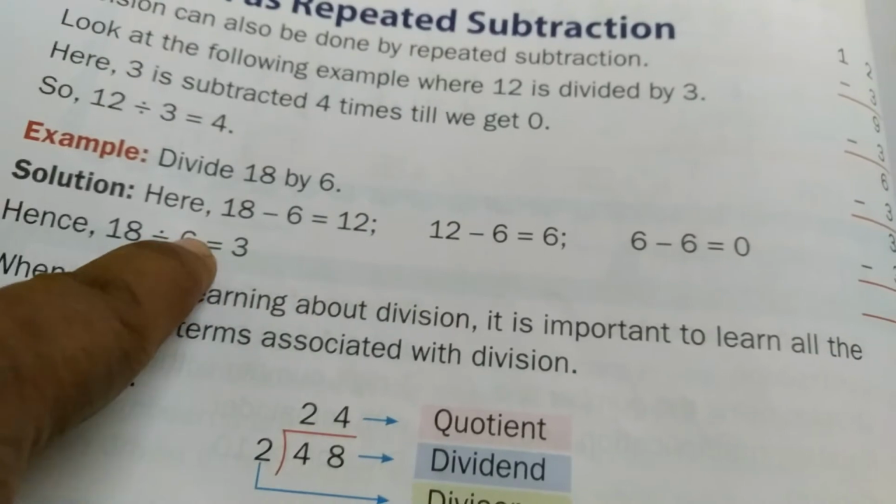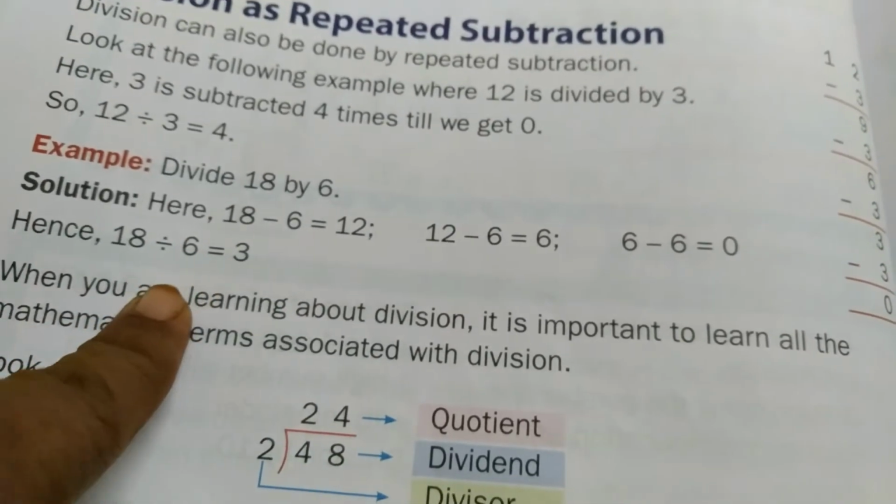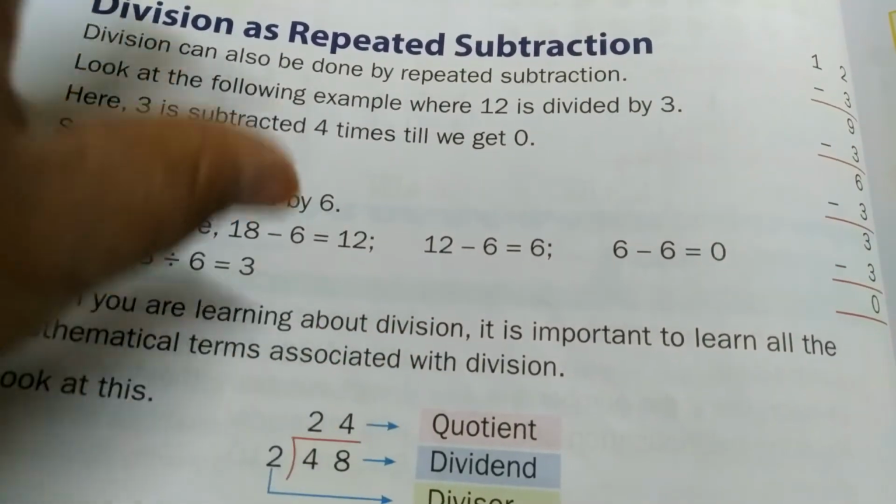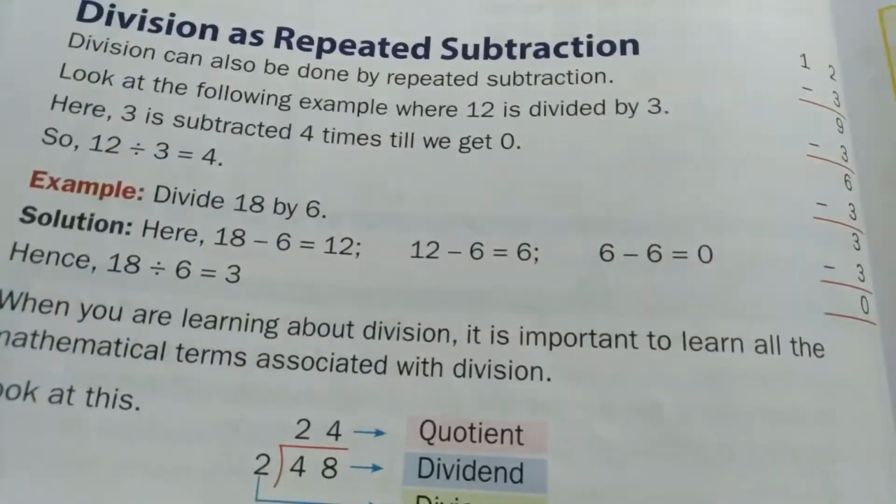Which one is easy? Division is easy, isn't it? But we will say division as repeated subtraction. Both ways are correct, but we need to follow the division.